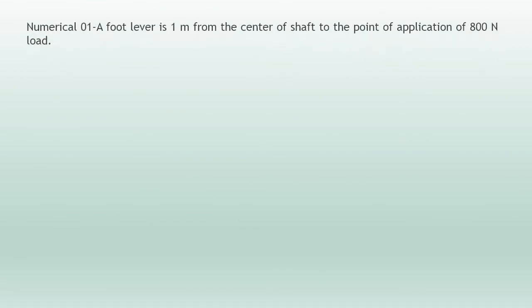Numerical first: a foot lever is 1 meter from the center of the shaft to the point of application of 800 Newton load. So in this numerical you are given that capital L is equal to 1 meter, which is the effective length. This is the distance between the center of shaft and the point of application of this load, that is 800 Newton. So this is nothing but the capital P. So capital L is equal to 1 meter and P is equal to 800 Newton.